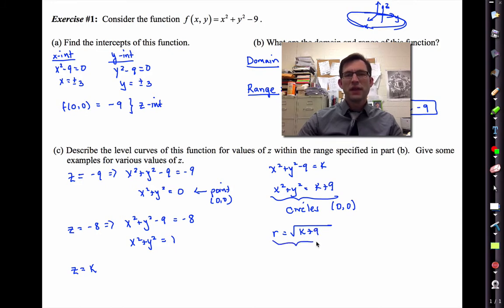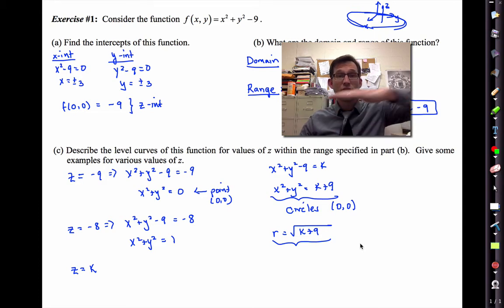This might be a little bit abstract, but the good thing about it is it tells me that as the z value, which I know we called k, gets larger, the radius of the circle gets larger. But all of these level curves are circular.